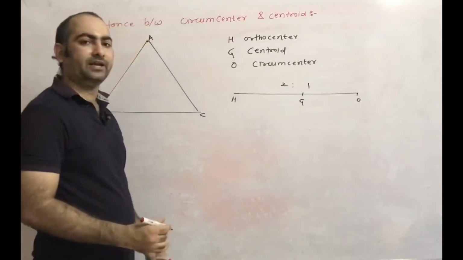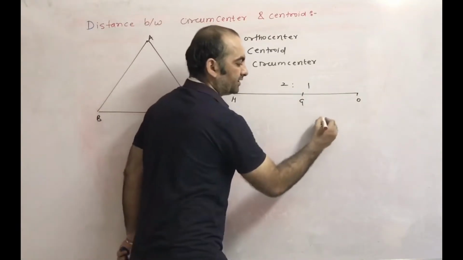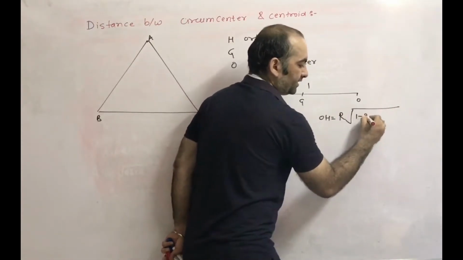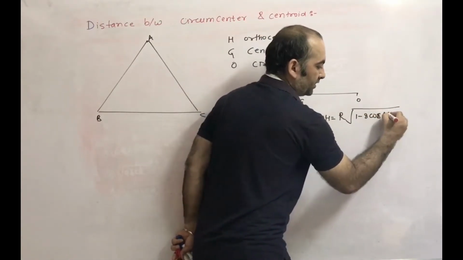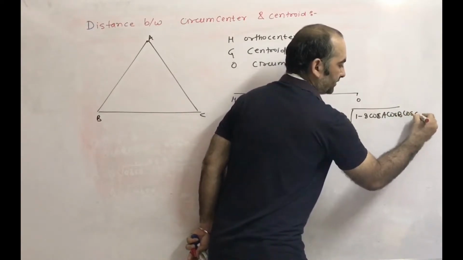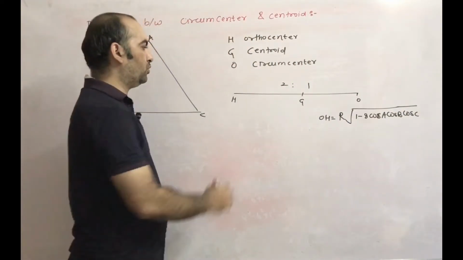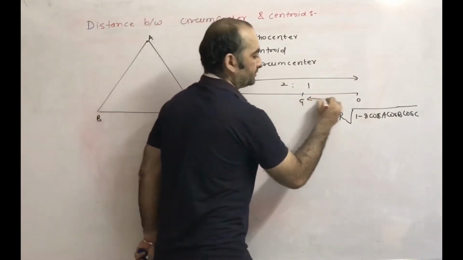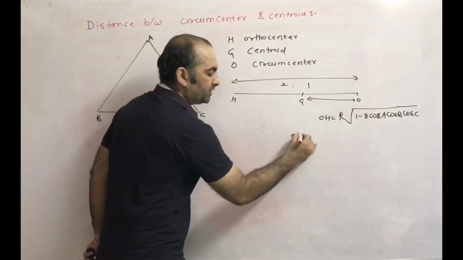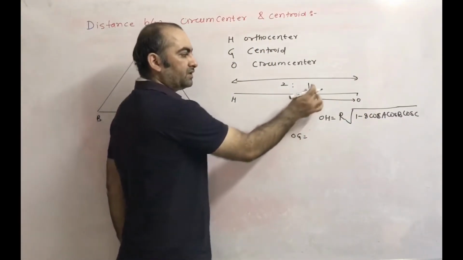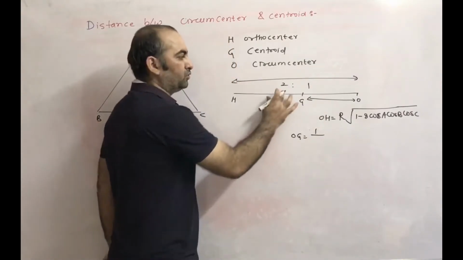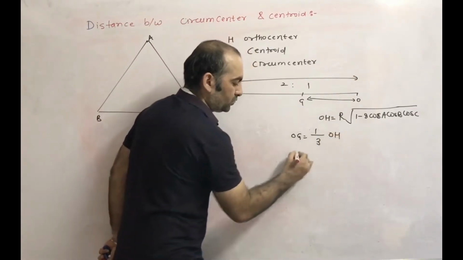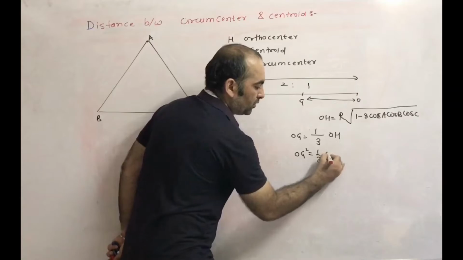And we know that in a triangle the distance between orthocenter and circumcenter, that is OH, is equal to R root over 1 minus 8 cos A cos B cos C. So we know the OH distance, this full distance. We want to find OG. So OG equals 1 divided by the sum of the ratio, 2 plus 1, that is 3, into the total distance OH. So OG square equals 1 by 3 OH square.